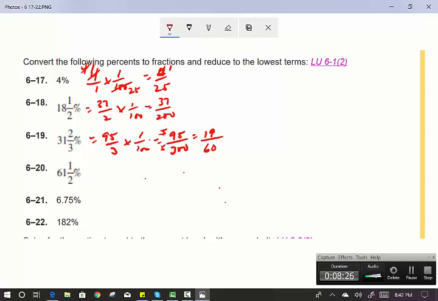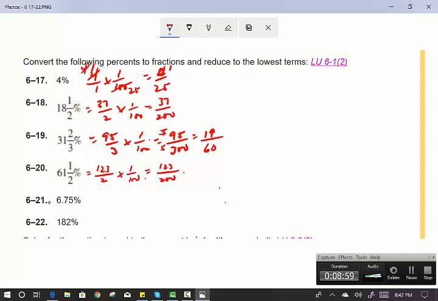Then number 20, convert that mixed number to an improper fraction. So that's 61 times 2 is 122, plus 1 is 123, over the like denominator of 2, times 1/100th. And that's going to equal 123 times 1 is 123 over 200.